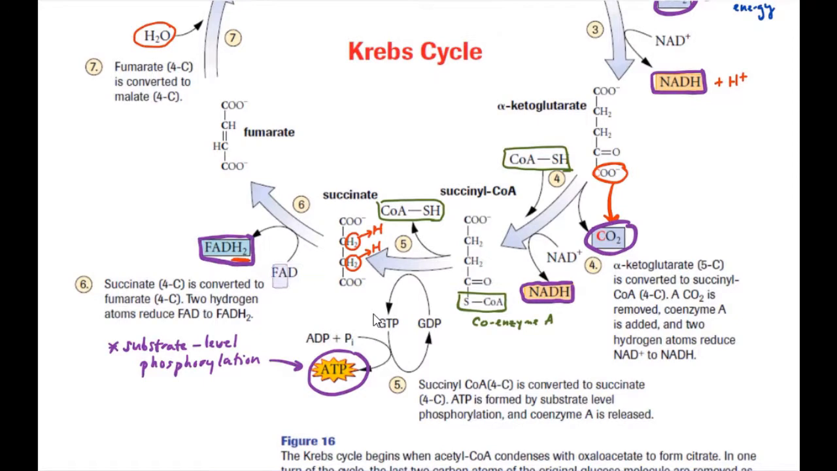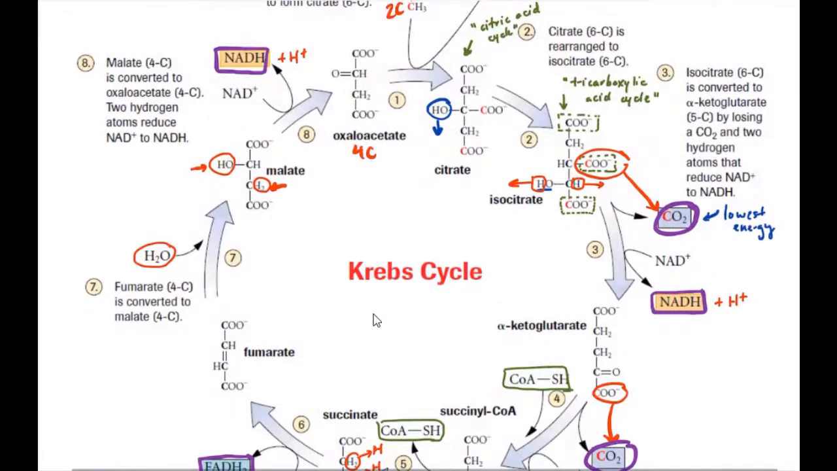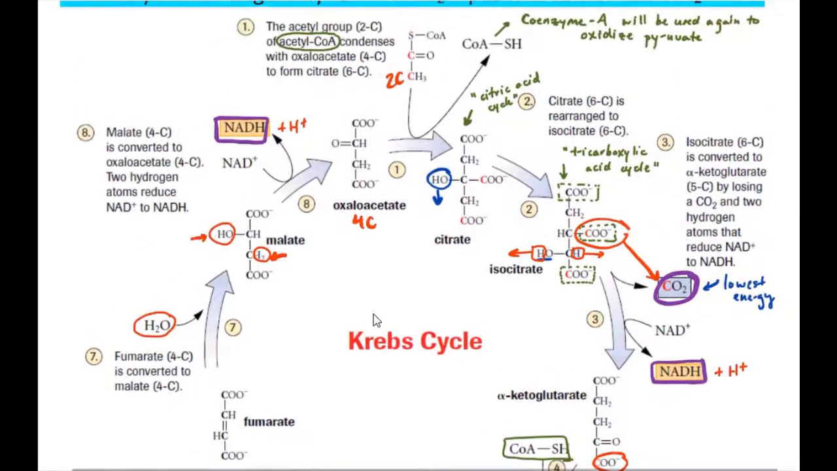FAD steals enough electrons to make FADH2. Fumarate gets converted to malate, and then between malate and oxaloacetate, I can steal my last little bit of electrons that are available. And it's important too because I need to get back to oxaloacetate so I can do this all over again. So just like in the Calvin cycle in photosynthesis, we used RuBP, fixed it to the CO2. We had to come back around and make sure we had RuBP to start again. Here we're doing the same thing.